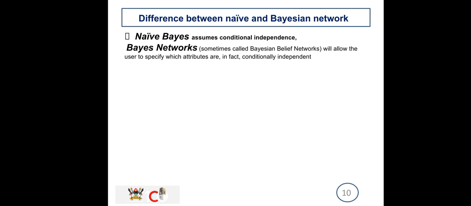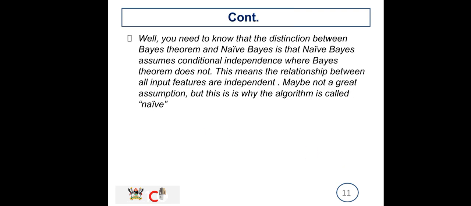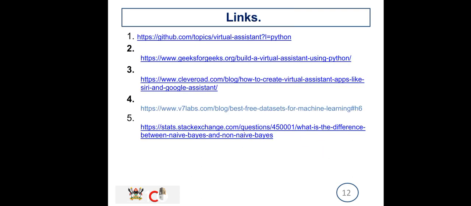Difference between naive Bayes and Bayesian network: naive Bayes assumes conditional independence, whereas Bayesian networks allow the user to specify which attributes are in fact conditionally independent. You need to know that the distinction between Bayes' theorem and naive Bayes is that naive Bayes assumes conditional independence, whereas the theorem does not. This means the relationship between all input features is independent. Maybe not a great assumption, but this is why the algorithm is called naive.